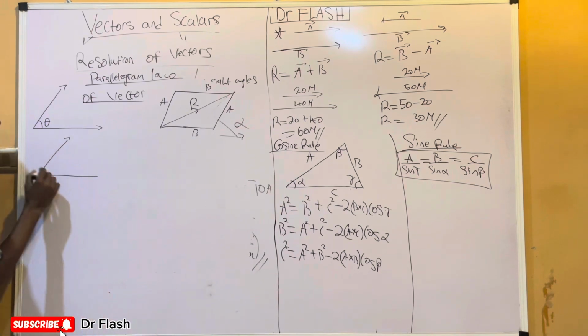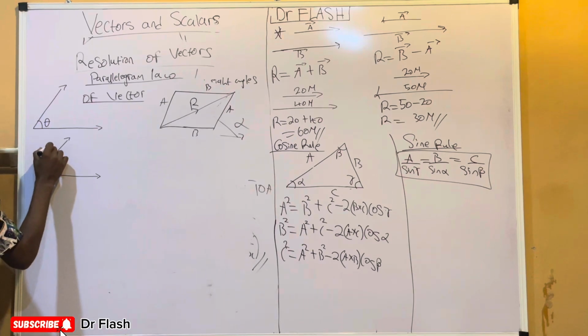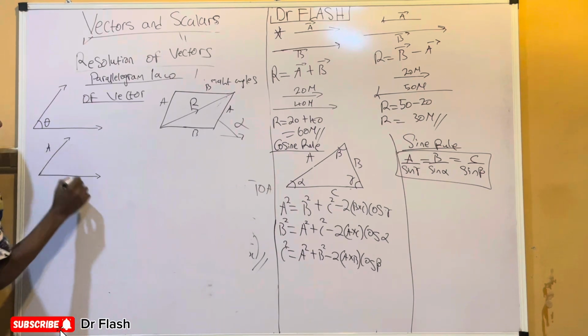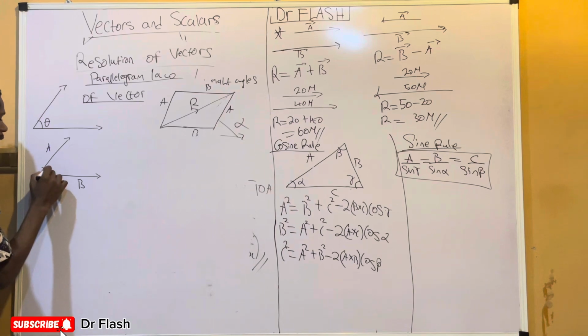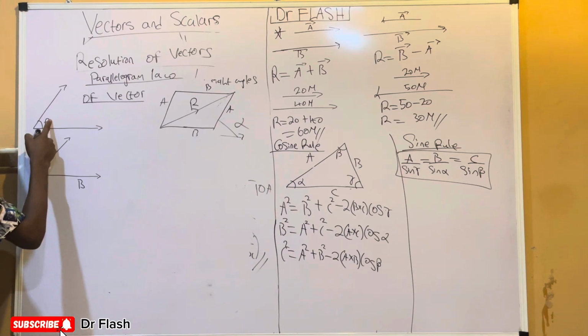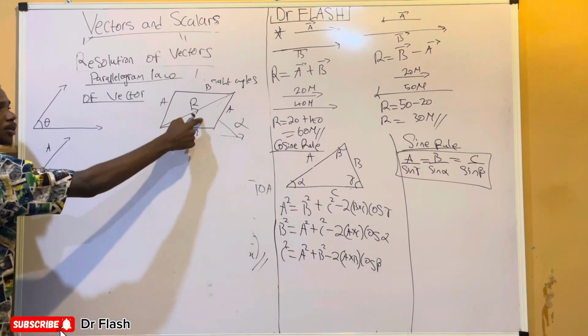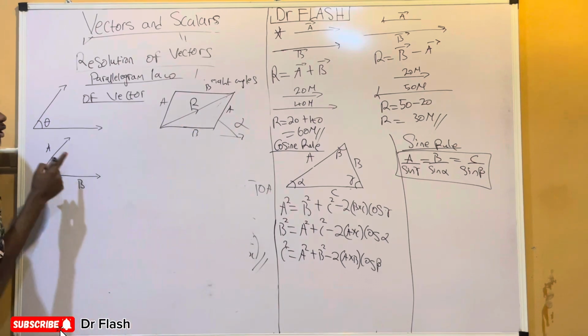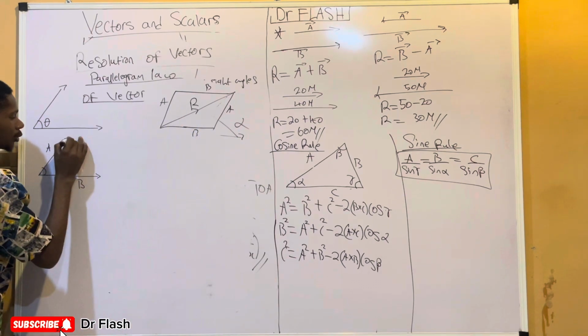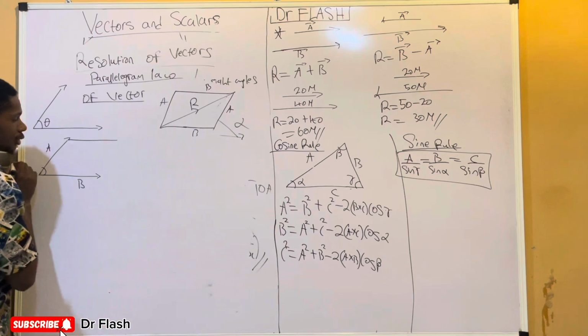Okay, and then we're having something like this. Let's say this is vector A and this is vector B, and they're having an angle, theta, to each other. So I'm first going to complete the diagram. The first thing I'll do is draw a parallelogram out of the vectors. So I'm going to come here and draw a line like this.